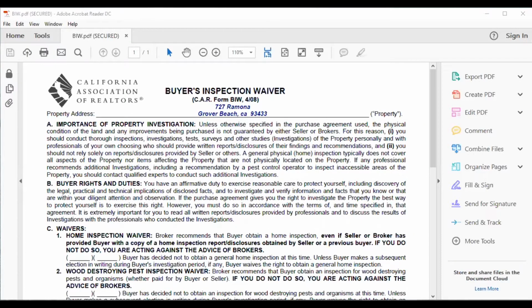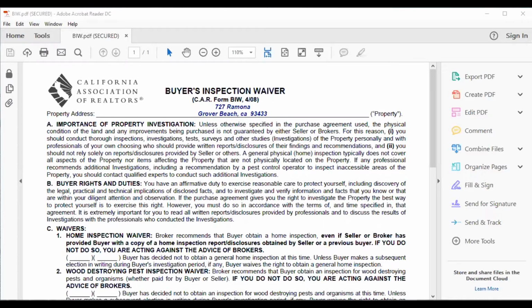Good morning. I wanted to talk to you this morning about two separate forms that people often misuse. And it's very important that you understand the differences between the two of them. The first one that I've pulled up is the Buyer's Inspection Waiver, also known as the B.I.W.